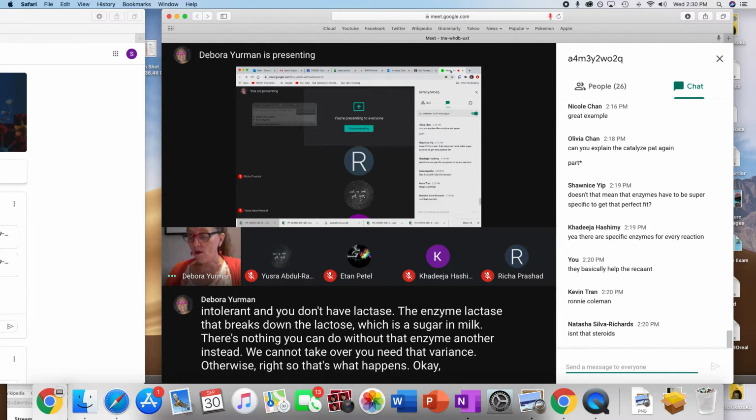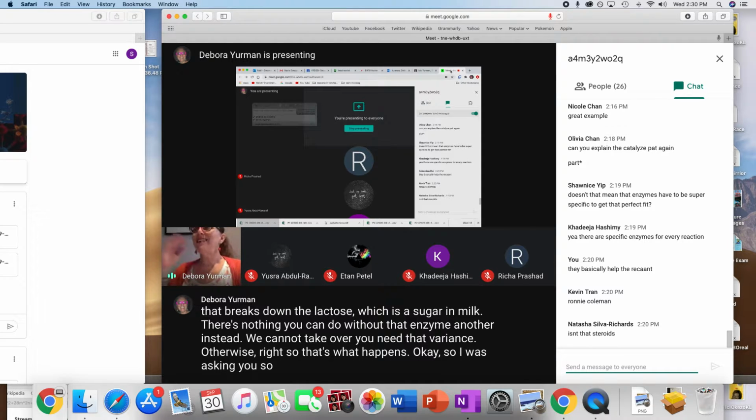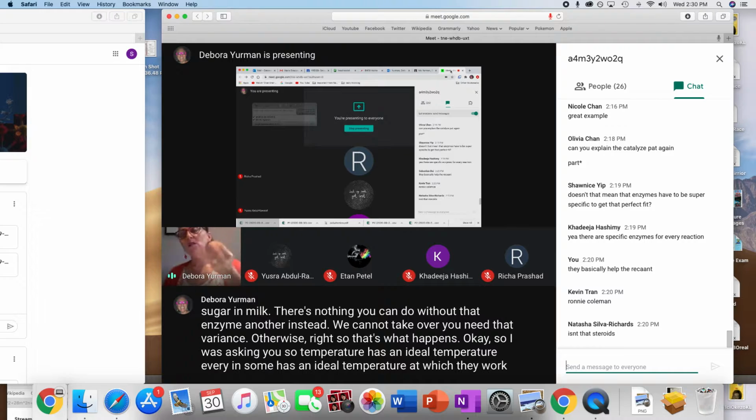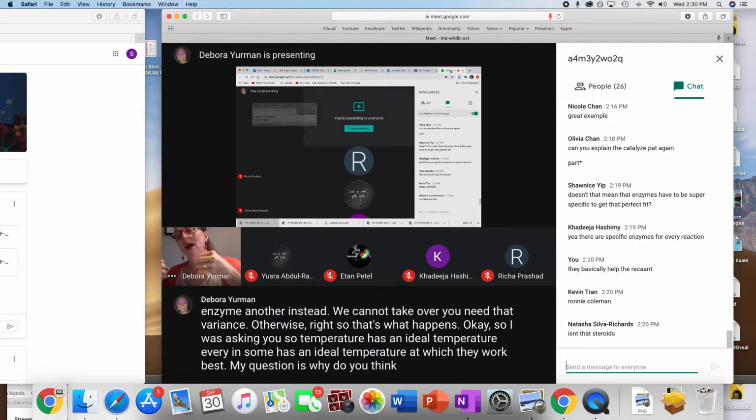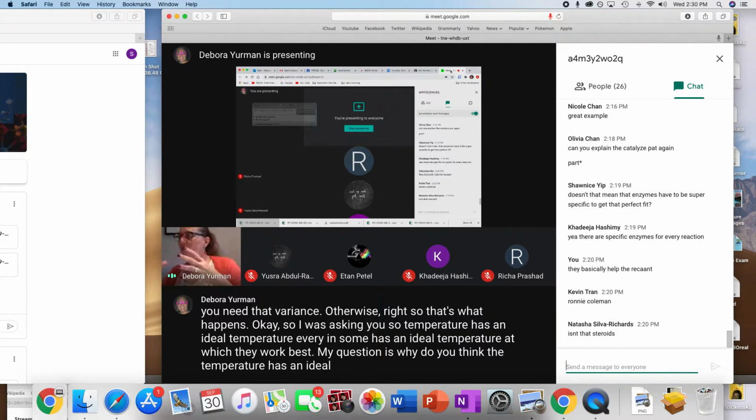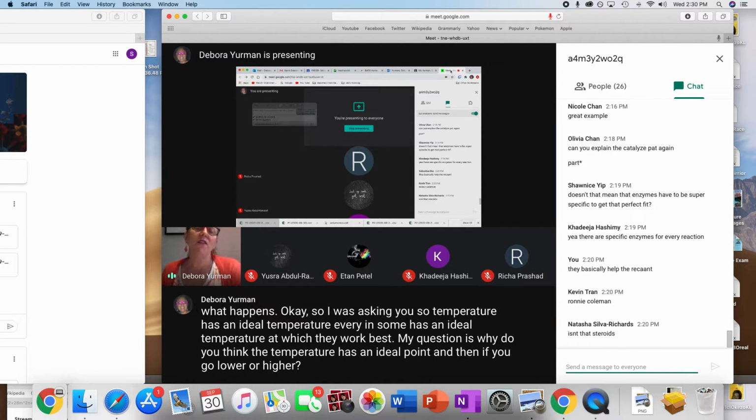Okay, so I was asking you, temperature has an ideal point. Every enzyme has an ideal temperature at which it works best. My question is, why do you think the temperature has an ideal point, and if you go lower or higher, the enzyme won't work anymore? Why do you think that is? What do you think is happening?